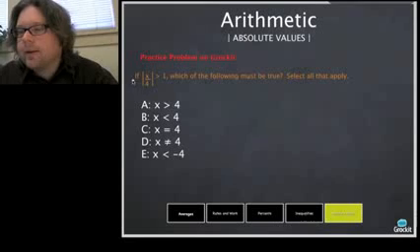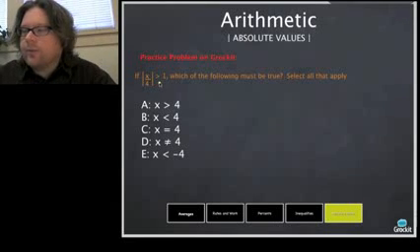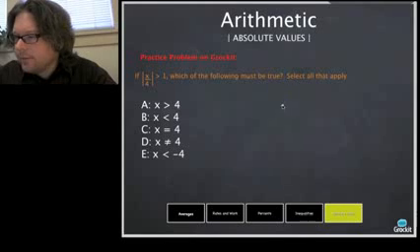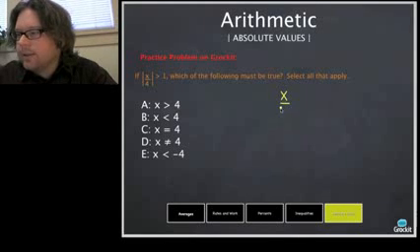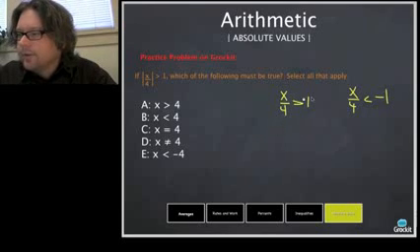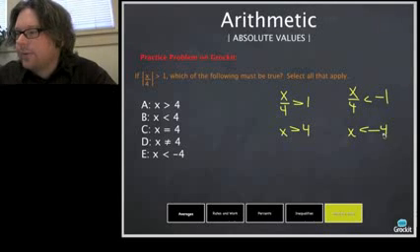So here's a good example. If the absolute value of x over 4 is greater than 1, which of the following must be true? Select all that apply. So remember, we can treat that as two separate inequalities. X over 4 is greater than 1, or x over 4 is less than negative 1. So multiply both sides times 4, x is greater than 4. Multiply both sides times 4, x is less than negative 4.